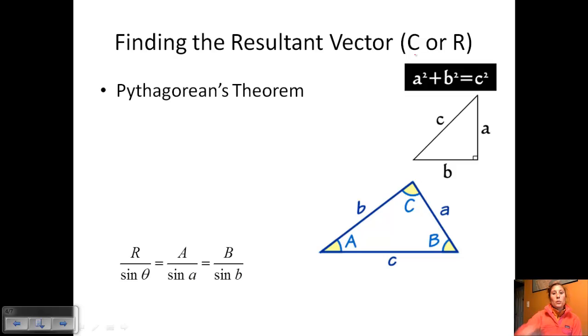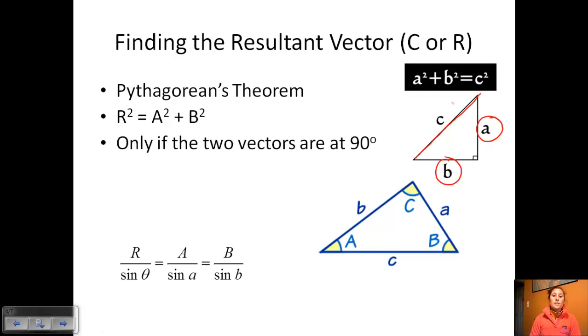Okay, so let's talk about how to find the resultant vector at an angle. Traditionally, we could use Pythagorean's theorem, and there are main ways to find the resultant vector. Pythagorean's theorem is the most common. So r squared, or a lot of times you'll see it as c squared, we use r because r means resultant, is equal to a squared plus b squared. If you take a look over here, a is one of the legs of our triangle, b is the other leg of our triangle, and c or r is our resultant.